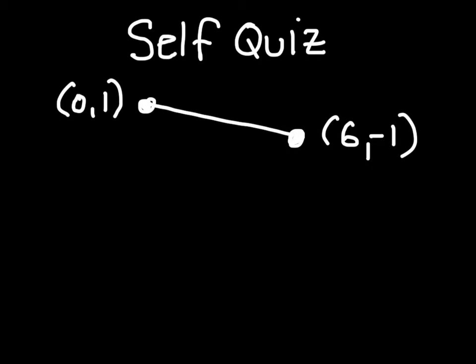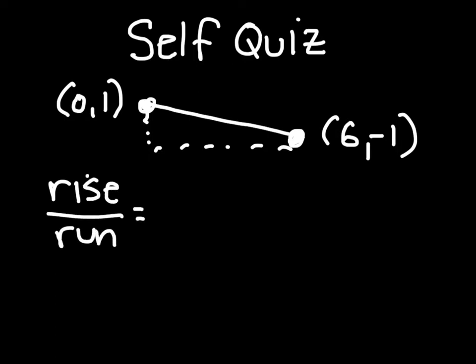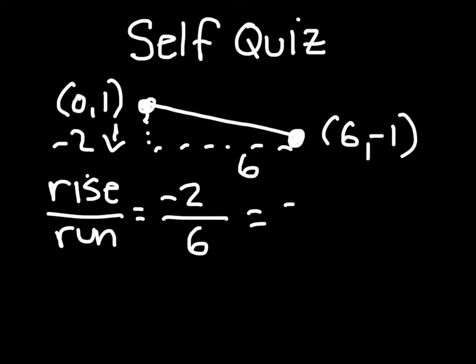Alright, welcome back from pausing. We have rise and run. The rise, the change in the y direction. Y goes from 1 to -1, so it's going down by 2. So the rise is -2. The run goes from 0 to 6, so that's an increase of 6. -2 over 6 reduces to -1 over 3, so the slope is -1/3.